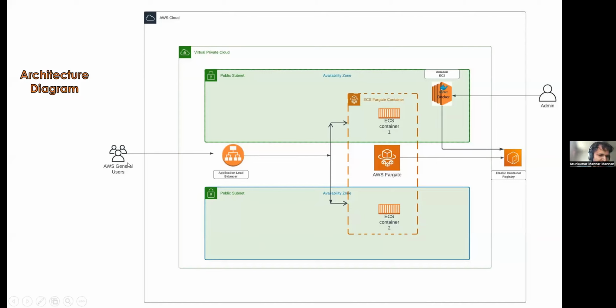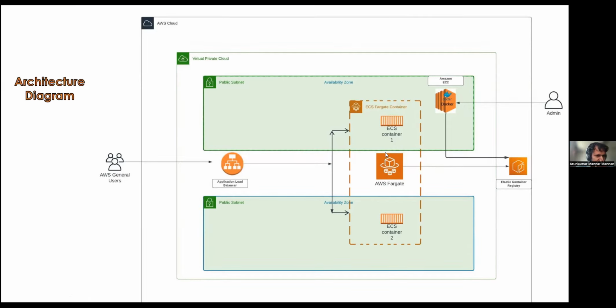Once the setup is ready, the general users are going to hit the Amazon Application Load Balancer public URL. As the name suggests, it's balancing the load. Since you hit it, the load will be split or balanced across the two running containers. That is what we're going to see now. Let's jump into a demo.